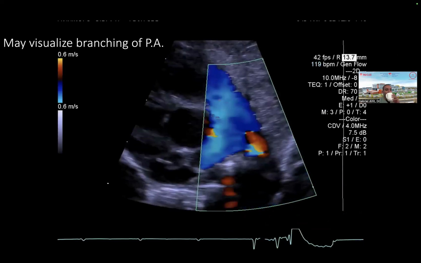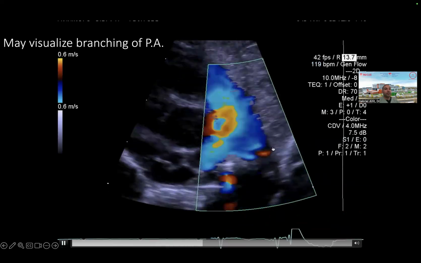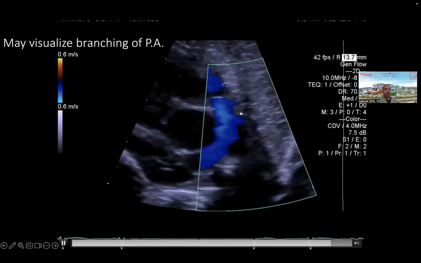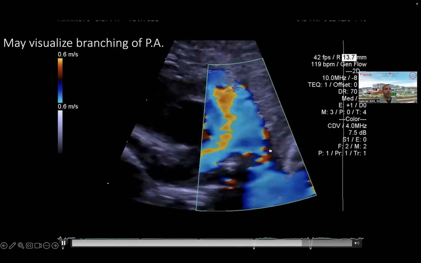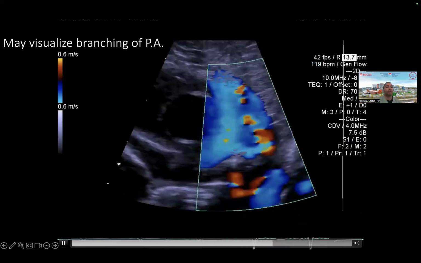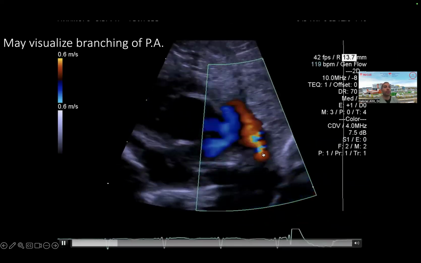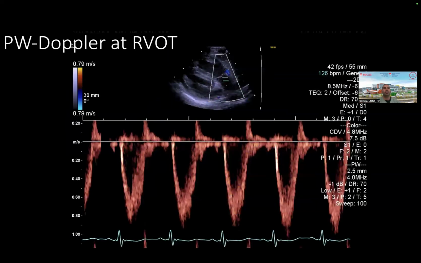What is that? So that's a very tiny restrictive PDA. Left to right looks like a bit of a flame. And you can see that there's a lot of aliasing, it's becoming turquoise and yellow, because the machine is not even able to tell you the directionality at the point of constriction, because there's so much turbulence and it's kind of flowing in a circle.